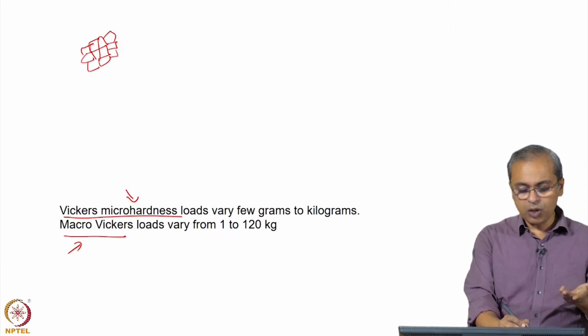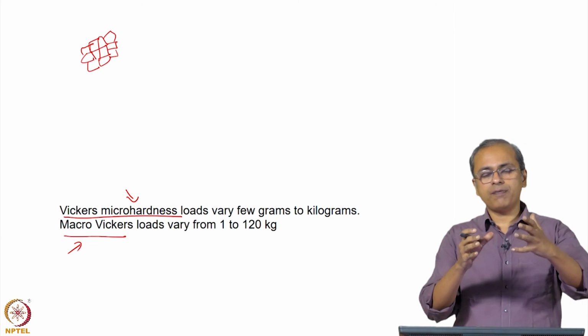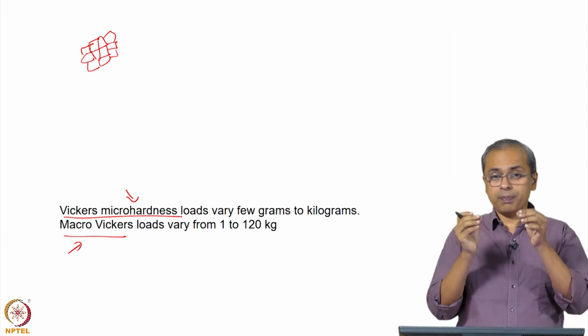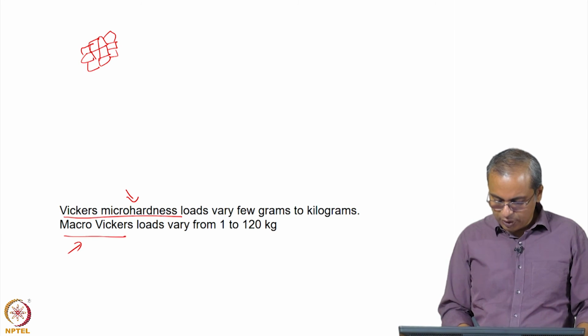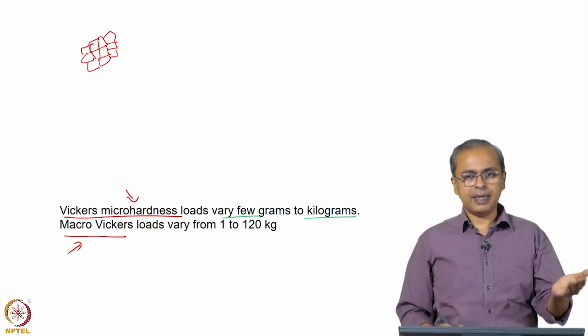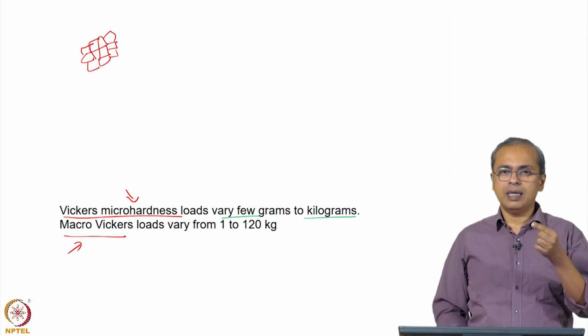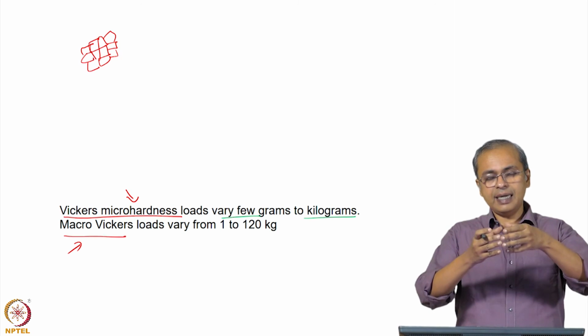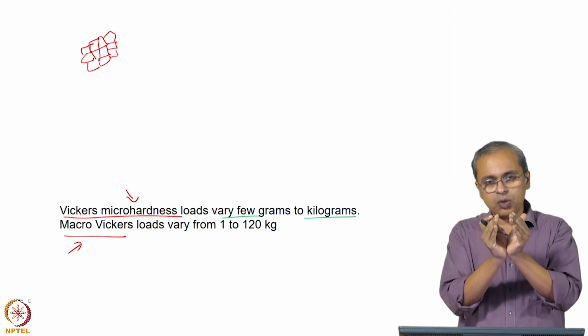You may not be able to do this, but normally what people try to do with micro Vickers hardness is put much smaller loads, like a few grams to 2 kilograms, and typically it will be in the gram range if you are looking at a small grain size sample. The reason is that you want the indentation to stay limited to a particular region.